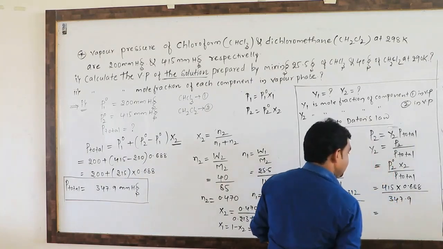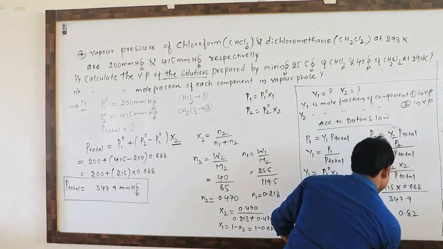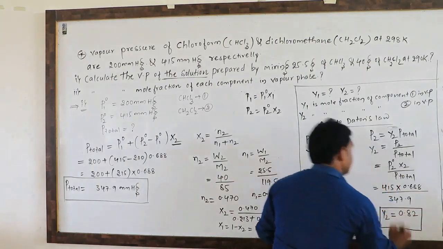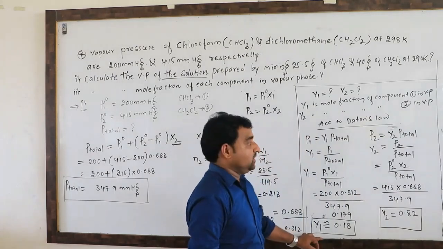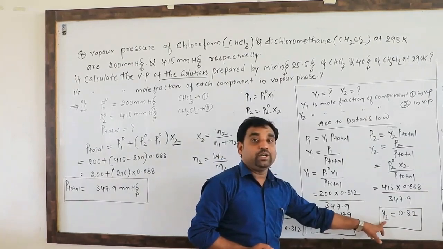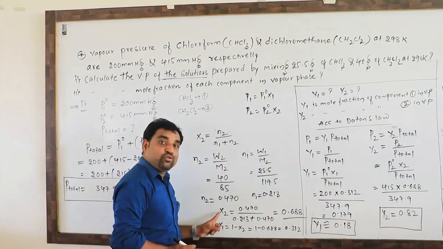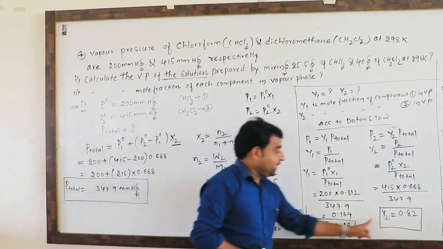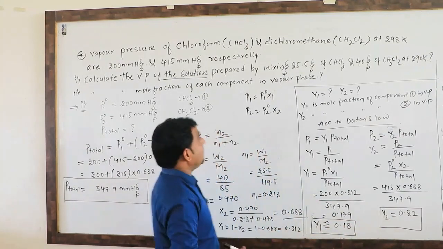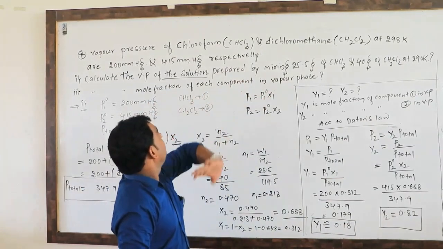If we divide this, we get 0.82. This is Y2 is equal to 0.82. Mole fraction doesn't have any unit. This is the mole fraction of the first component and second component in the vapor phase, and you have to remember that X1 and X2 are the mole fractions in the solution, Y1 and Y2 are the mole fractions in the vapor phase. So this is the calculation of the mole fraction of each component in the vapor phase and also the vapor pressure of the solution.